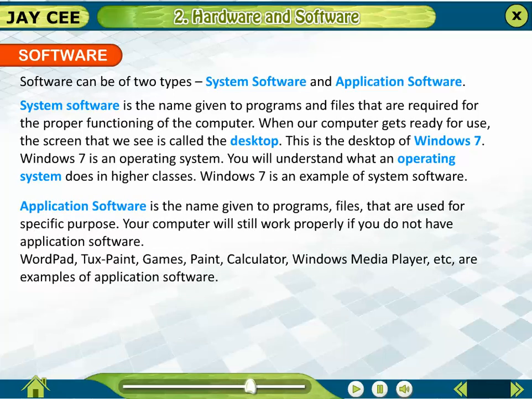Application software is the name given to programs, files that are used for specific purpose. Your computer will still work properly if you do not have application software. WordPad, Tux Paint, Games, Paint, Calculator, Windows Media Player, etc. are examples of application software.